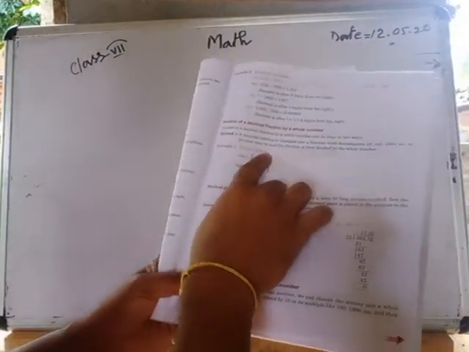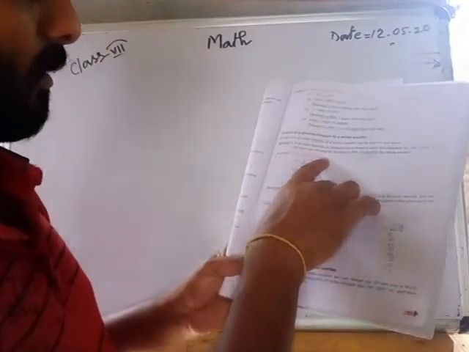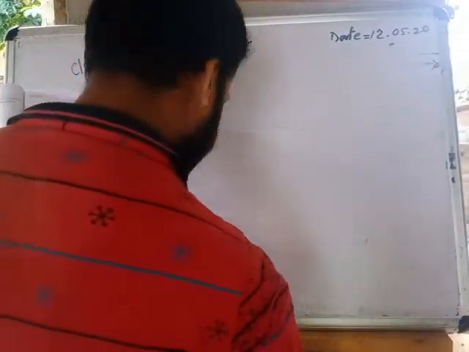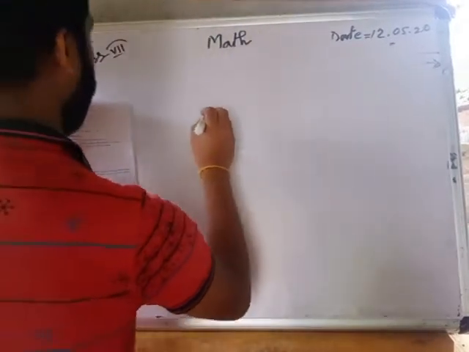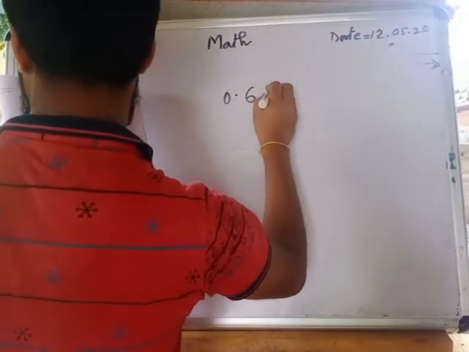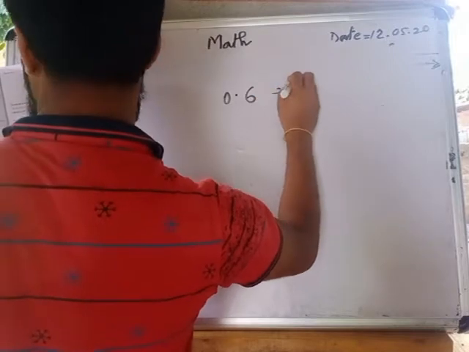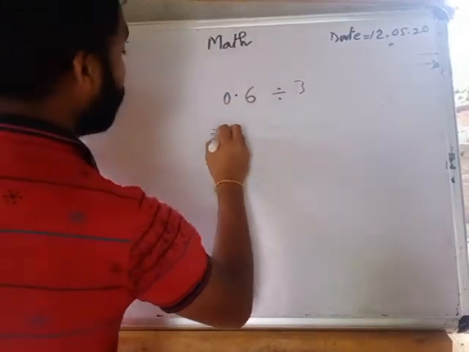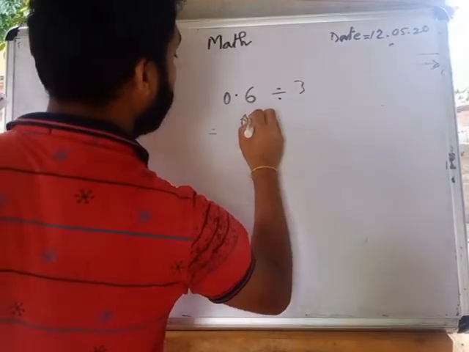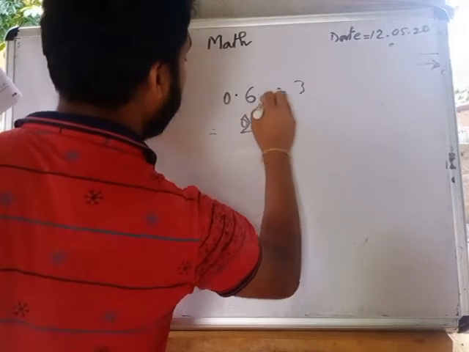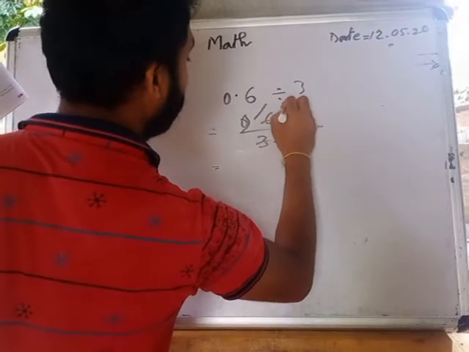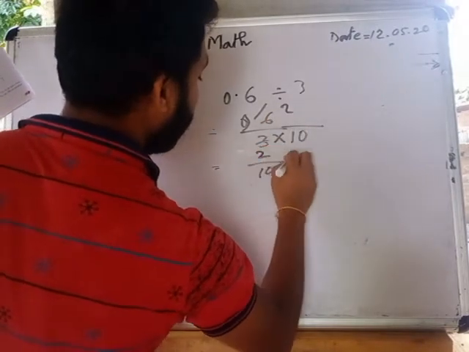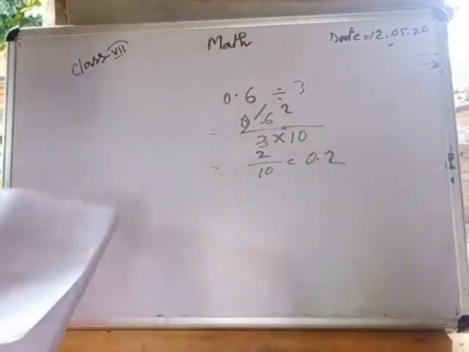So what is it? Suppose it is 0.6 divided by 3. 0.6 divided by 3. That means it is 0.6 by 3. 6 by 10 by 3, 2 by 10. That is 0.2. Do you understand?